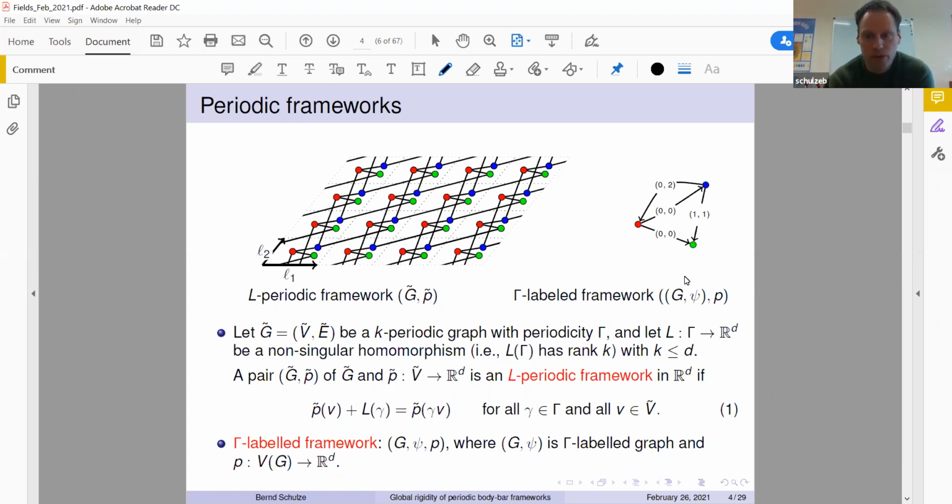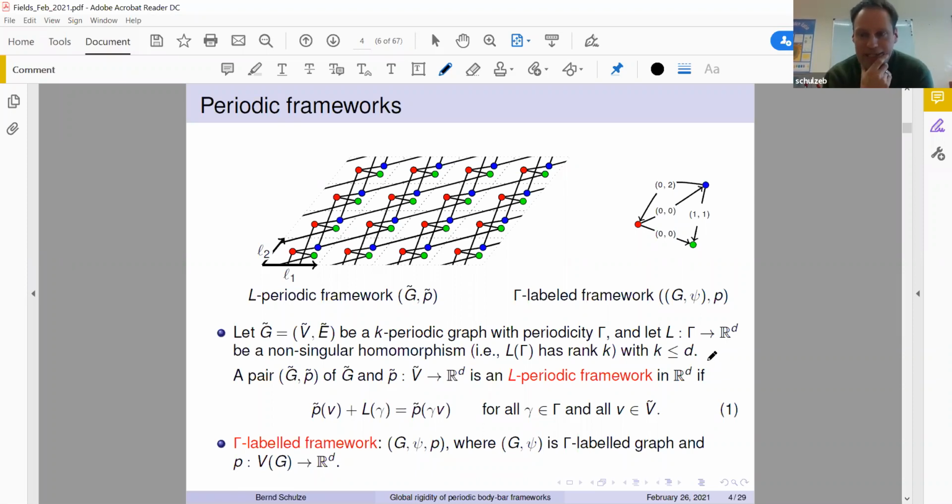Here it is important to remember that the lattice will always be fixed in this talk. So here the lattice is given by these two vectors. The lattice should be non-degenerate, so I call this non-singular here. This means that L of gamma has rank K. Remember, the underlying group here is Z to the K. Right? So this is K. And here K is actually at most D.